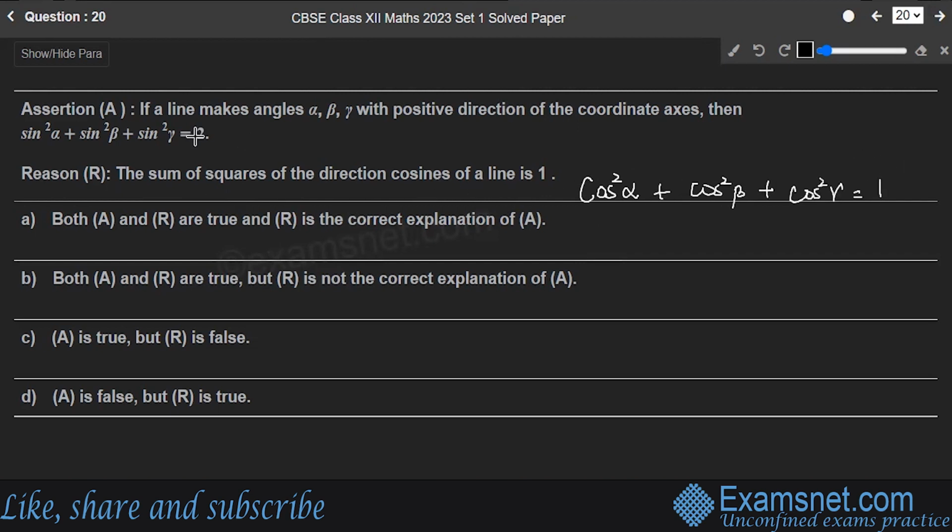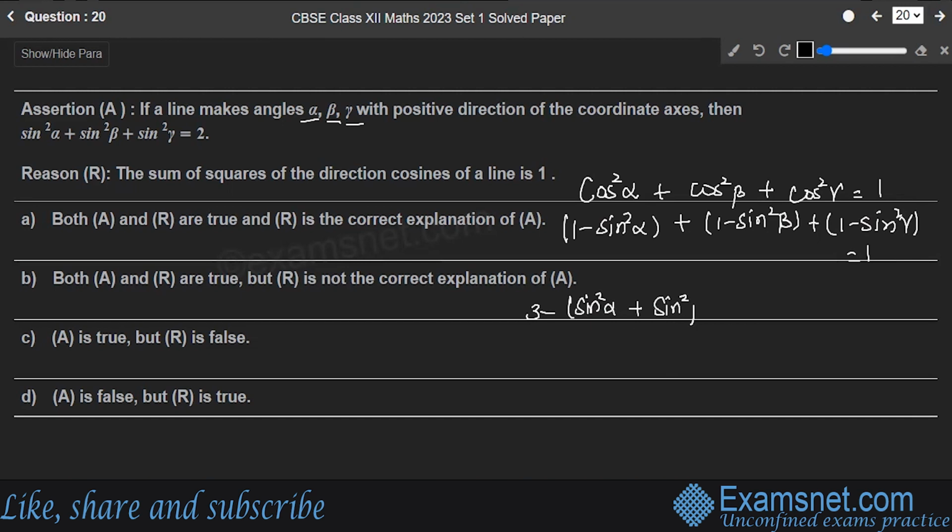That is, the sum of squares of the direction cosines of these three angles is equal to 1. Now cos square alpha can be written as 1 minus sine square alpha, 1 minus sine square beta, 1 minus sine square gamma is equal to 1. This makes 3 minus (sine square alpha plus sine square beta plus sine square gamma) equal to 1, or you have sine square alpha plus sine square beta plus sine square gamma is equal to 2.